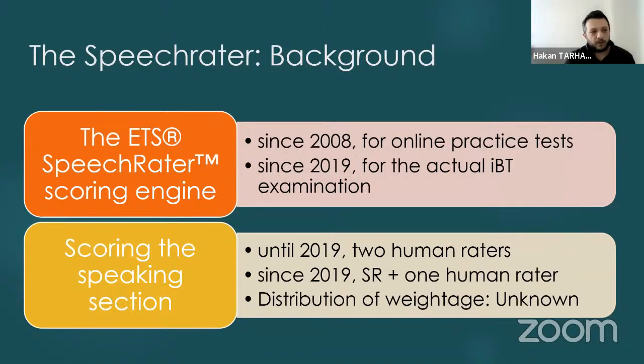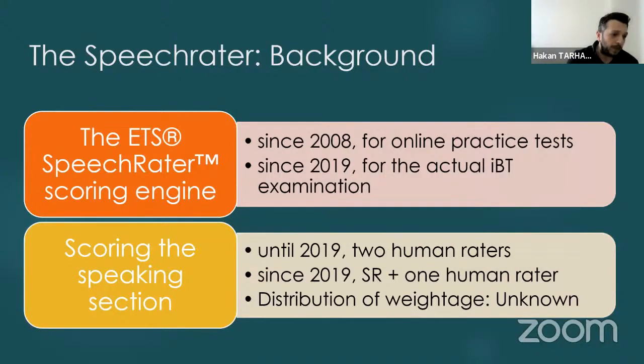So it came into effect in 2008, and ETS started to use the SpeechRater for online practice tests for the IBT examination. But since 2019, they have been using this for the actual IBT examination. So until 2019, they had 2 human raters in real administrations. But since 2019, they have been using the SpeechRater score and 1 human rater to evaluate a spoken performance.